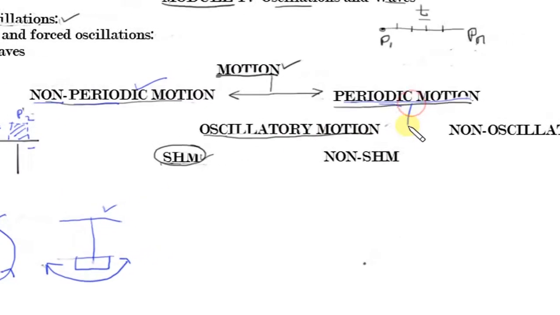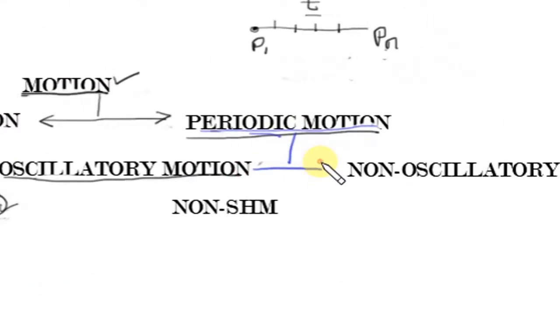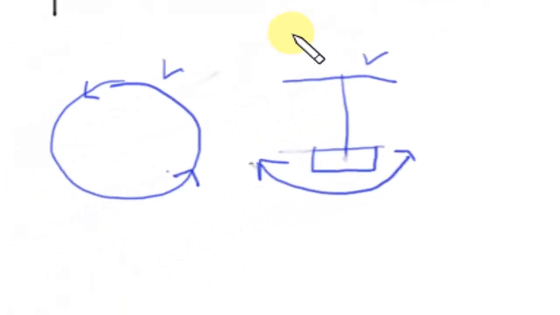Okay? There are another 2 types of periodic motion. One is oscillatory motion and another one is non-oscillatory motion. Let us start with non-oscillatory motion first. Before we see what is non-oscillatory motion, let us take a point M1 as the initial position, and this is the person who is standing here.